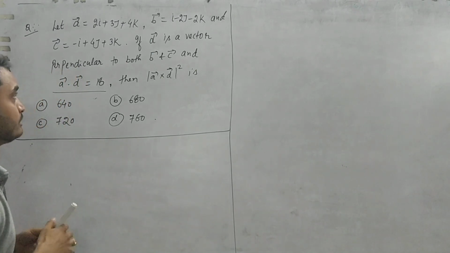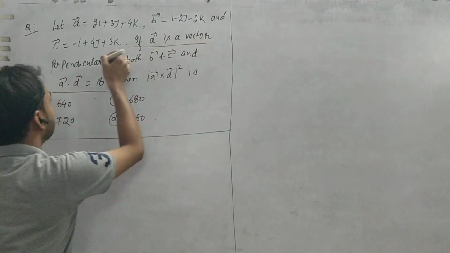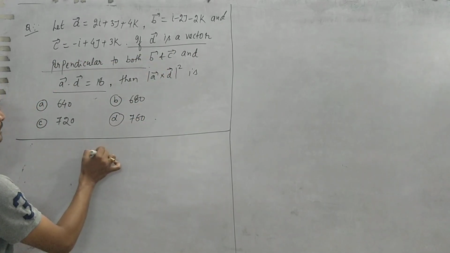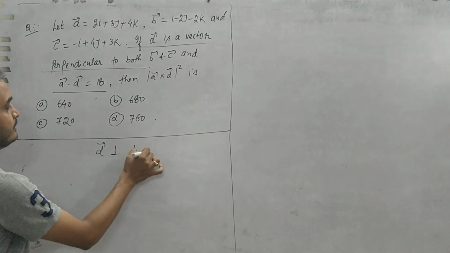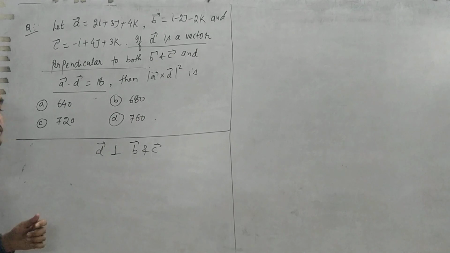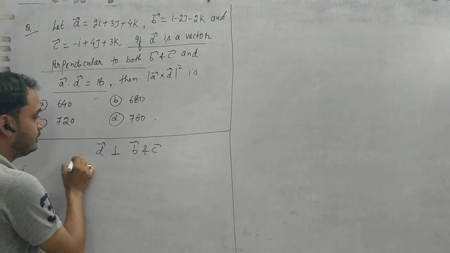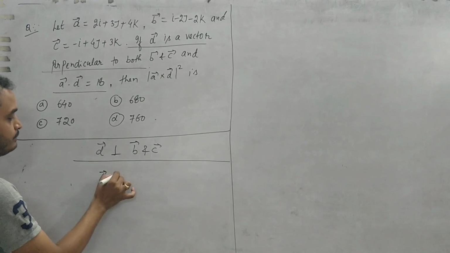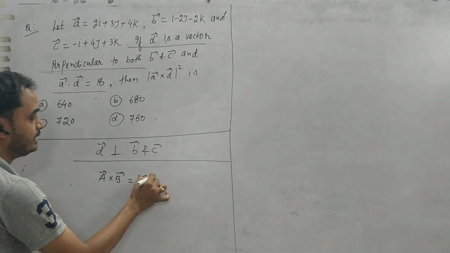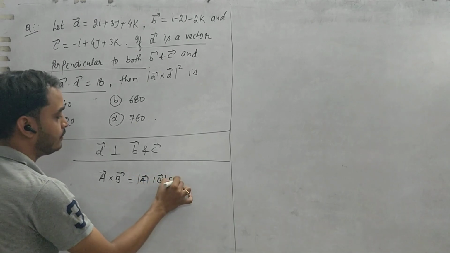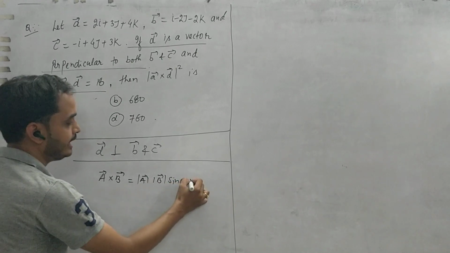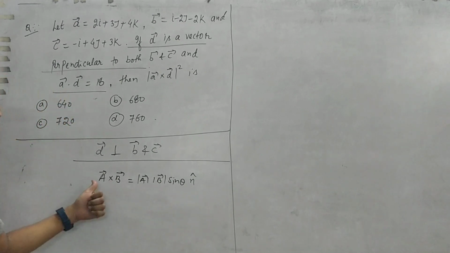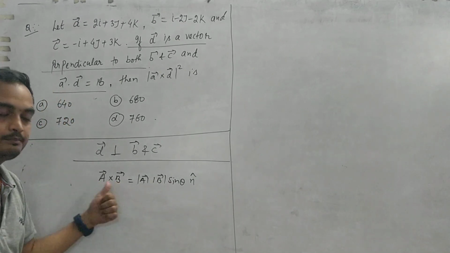The information which is very important in this question is that D vector is perpendicular to B vector and C vector. We can use this if we know the concept that the cross product of two vectors, A vector cross B vector, is magnitude of A, magnitude of B, sine of the angle between A vector and B vector, times n cap. Here n cap is a unit vector which is perpendicular to A vector and B vector.